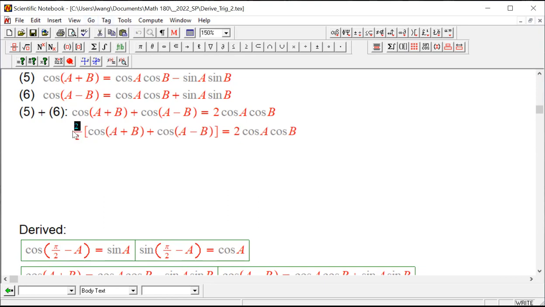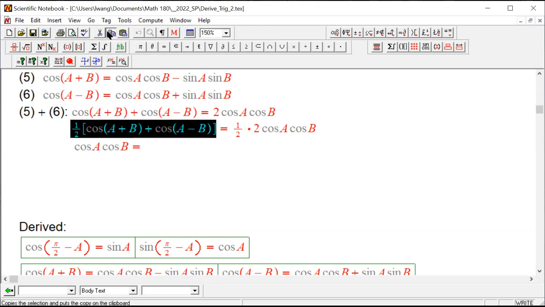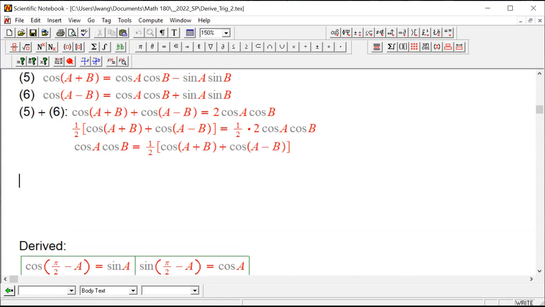One half, sorry, 1/2. And this piece, we're going to multiply by 1/2 as well. Okay, multiply by half on both sides. And then we will end up with cosine A times cosine B equals half of that sum. So product to sum. Similarly, in a similar manner, number 5, subtracting number 6.